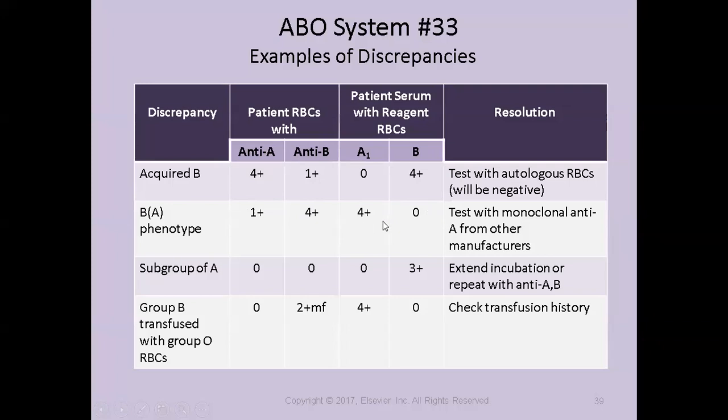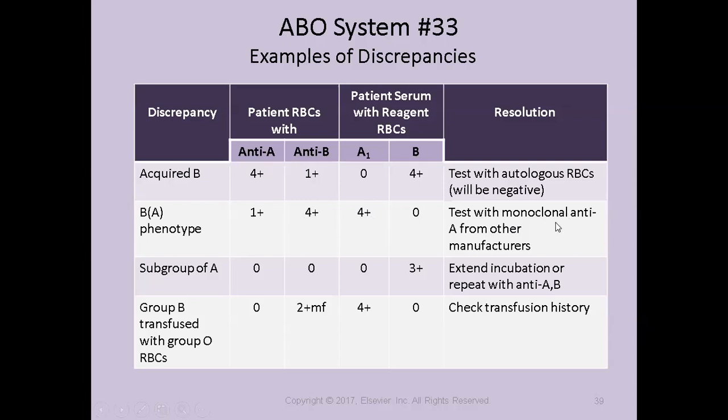So once again, we want to look to see, is there a reaction that's weaker than the others? And we're going to look to this one, the anti-A. So think, if this reaction were eliminated to a negative, would forward and reverse typing then agree? And the answer is yes, because if this were negative, they would forward type as B and reverse type as B with anti-A.